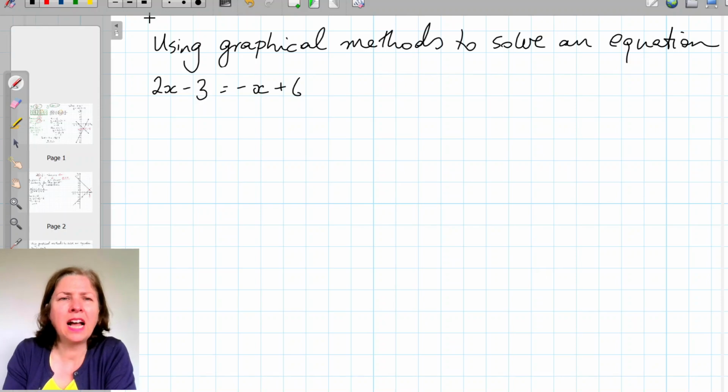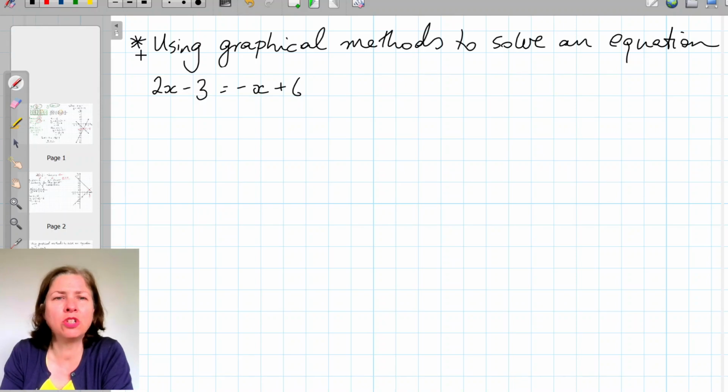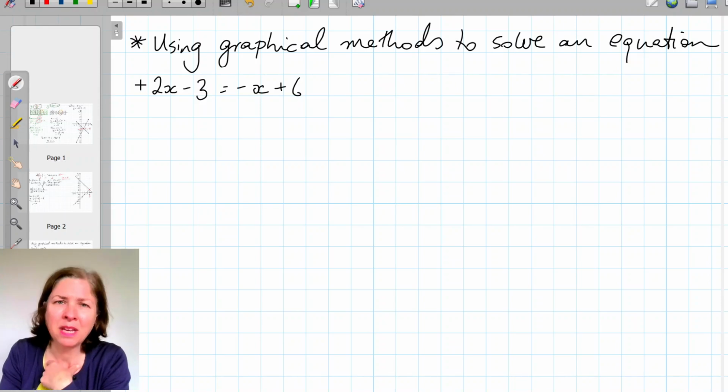So what we are learning today is using graphical methods to solve an equation like the one that you see, 2x minus 3 equals negative x plus 6. Now, there's no doubt that using algebra is the quickest and easiest way to solve this, but we need to know how to use graphical methods as well. And that's partly because it helps us to understand something about graphs and something about algebra as well.